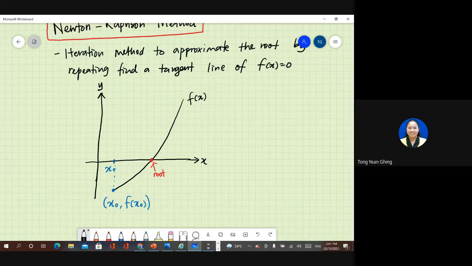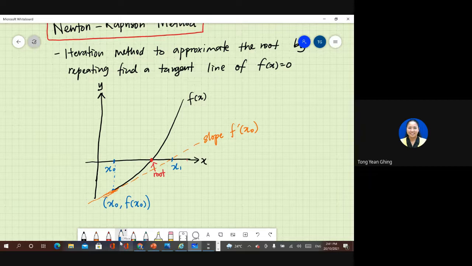So here we have this point. We start by drawing a tangent line from this point. I draw a tangent line here, the one that touches this point. So this slope is f prime. At this new slope or tangent line we will have an intercept here, one point. So let's say this one I put as x1.